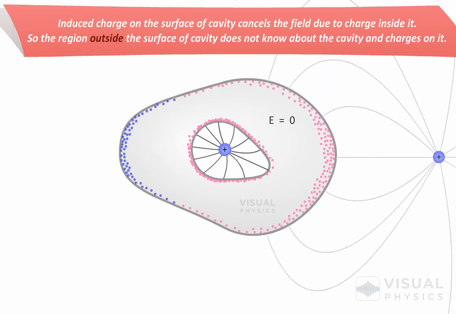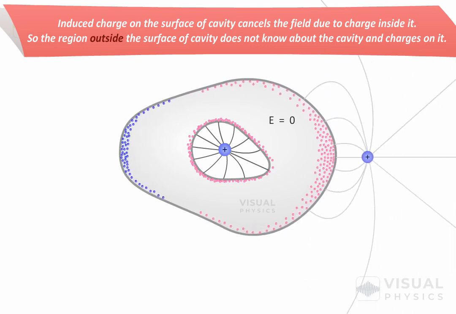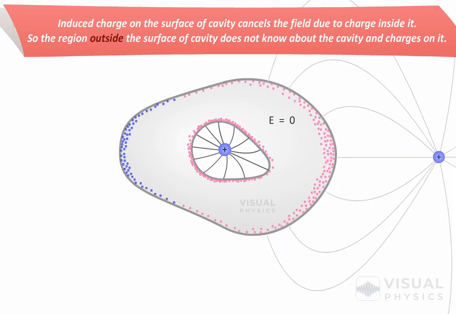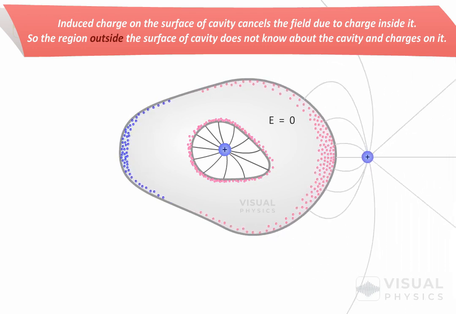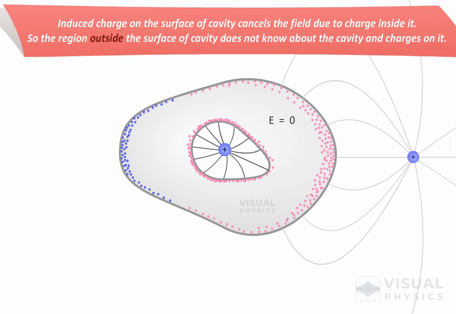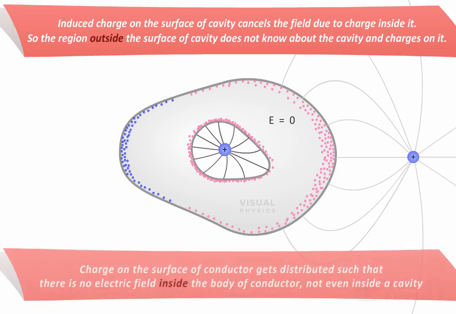So the system of the cavity is not aware of the charge distribution on the surface of the conductor. Charge on the surface of the conductor is distributed such that the field inside the conductor is zero. This means that the conductor divides the space into two independent regions, which do not interfere with each other.